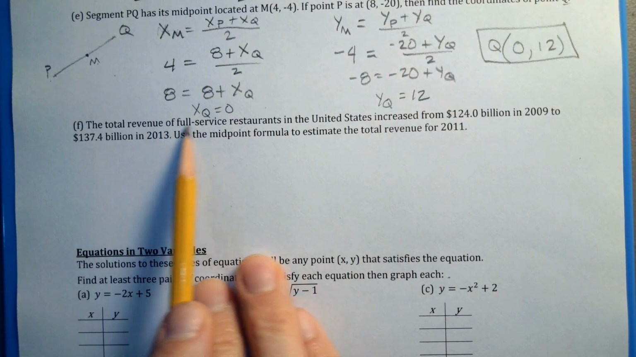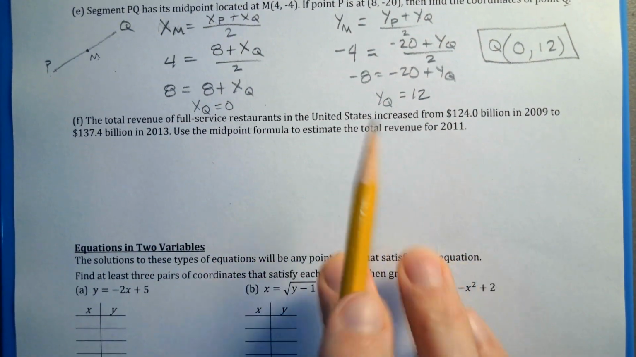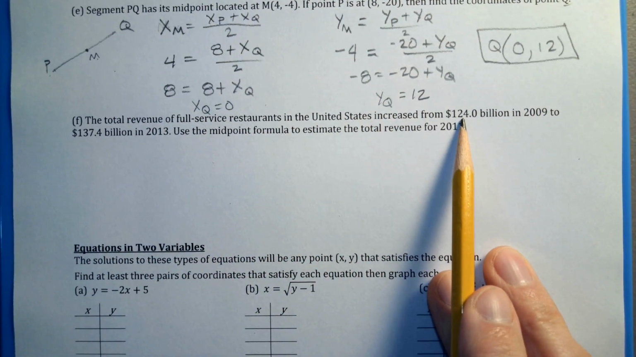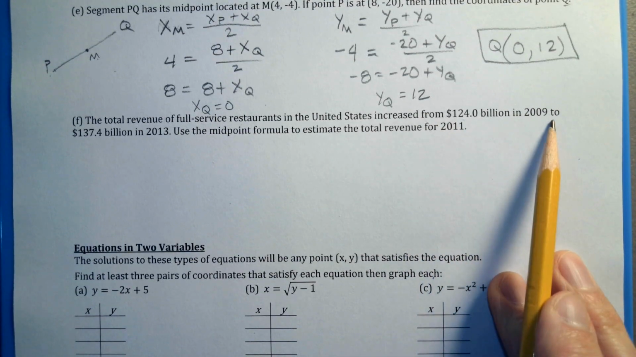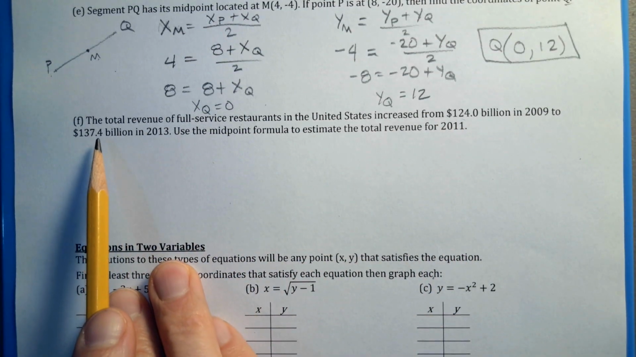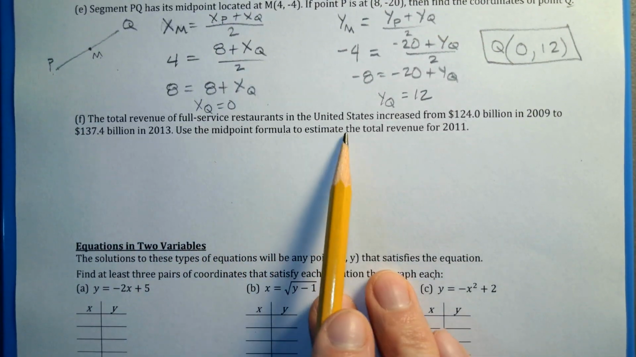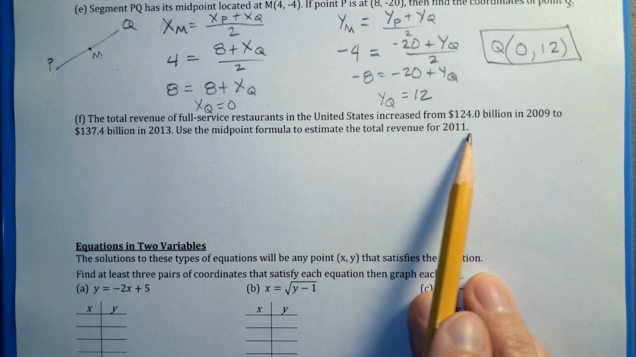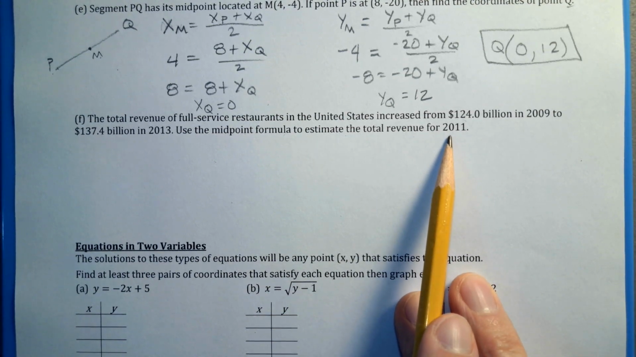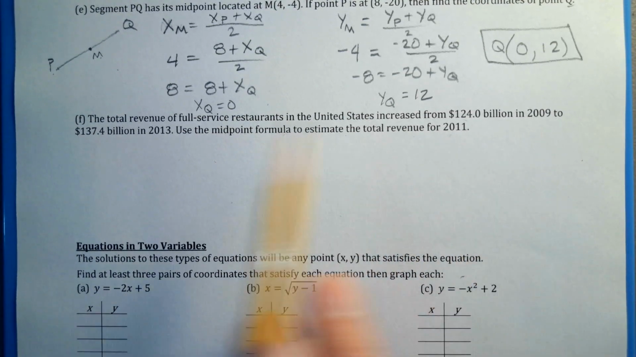All right. Total revenue of full-service restaurants in the United States increased from 124 billion in 2009 to 137.4 billion in 2013. Use the midpoint formula to establish the total revenue for 2011. So notice 2011 is halfway between, right?